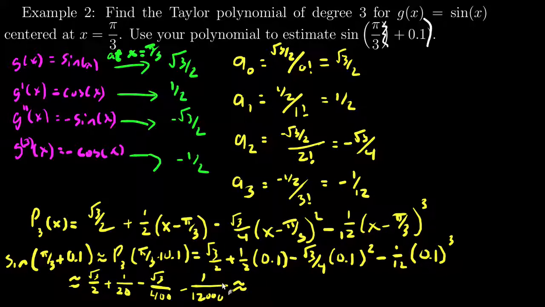And adding these together, I can combine the root 3's by multiplying this by 200. So I have 199 root 3 over 400 plus, and I'll multiply this by, let me make sure I'm doing this correctly, 600. So I'll have 599 over 12,000. Okay, that was a little bit of a mess. I hope that made some sense to you.